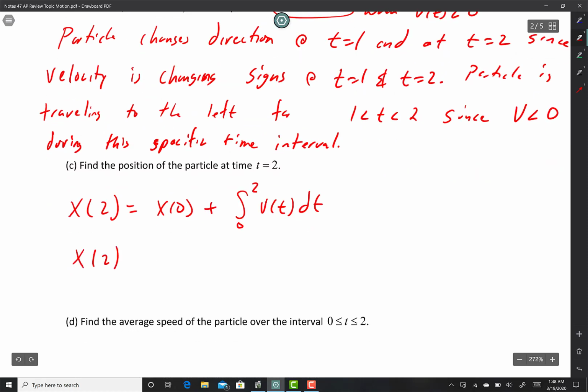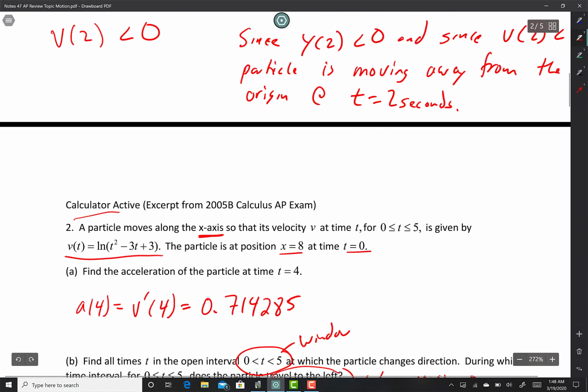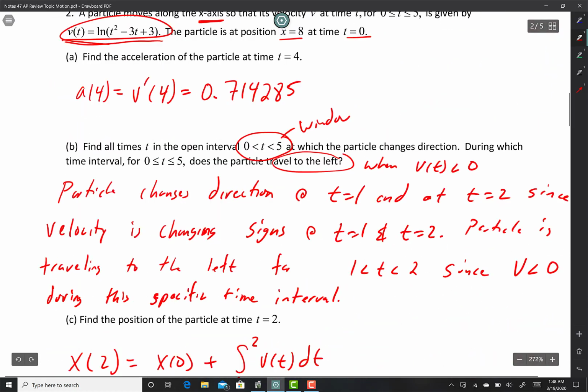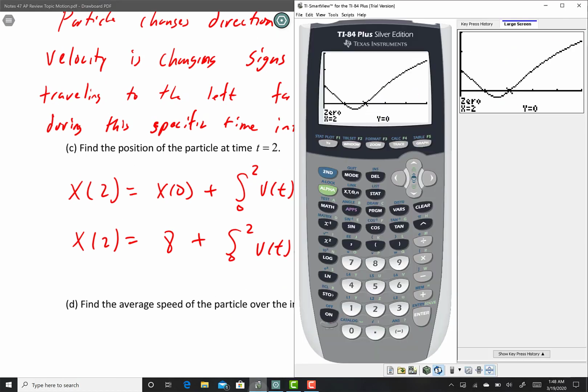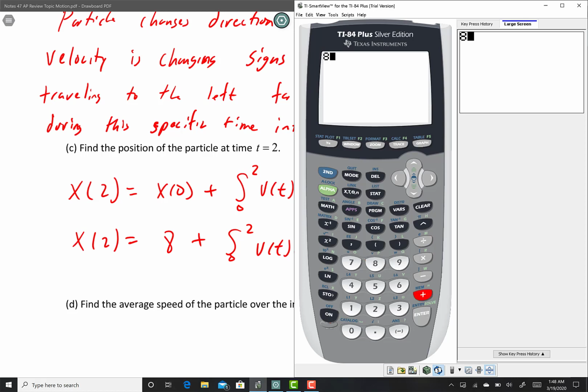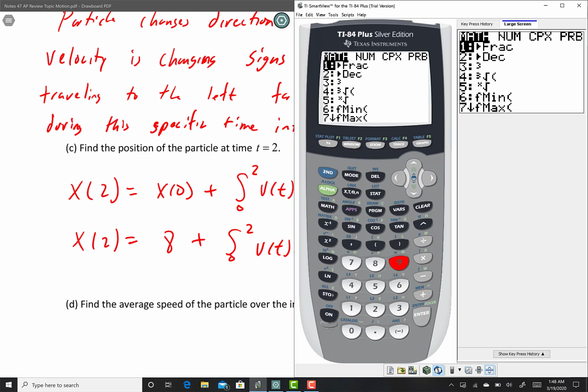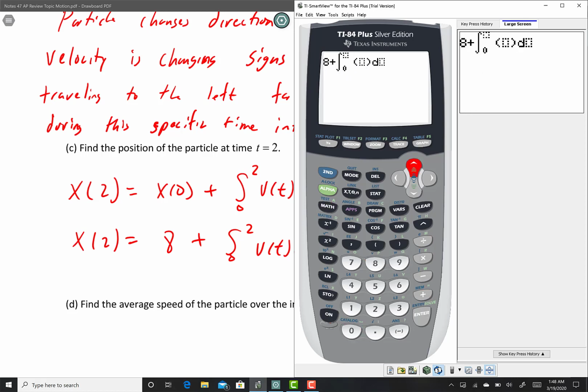X of 2 is equal to 8 plus the integral from 0 to 2 of v of t dt, which was given in the stem of the statement. Up here, they wrote v of t. And I'm just going to use my calculator, and I'm going to take this guy out. So here we go. I'm going to write 8 plus math 9, 0 to 2 of alpha trace y1. And then I'll put dx, enter, and there we are, guys.